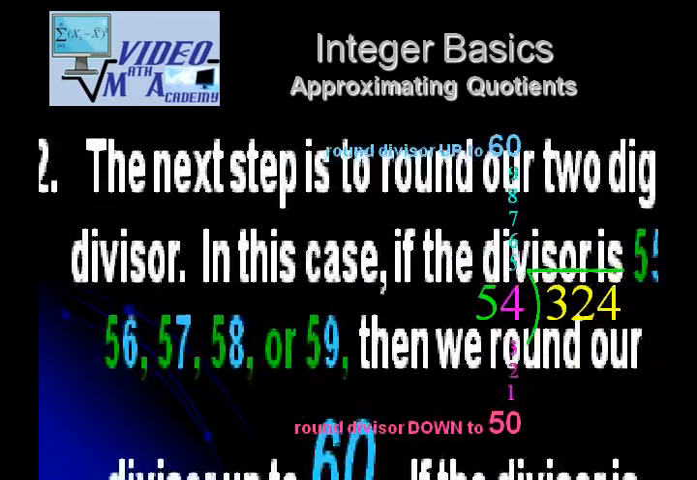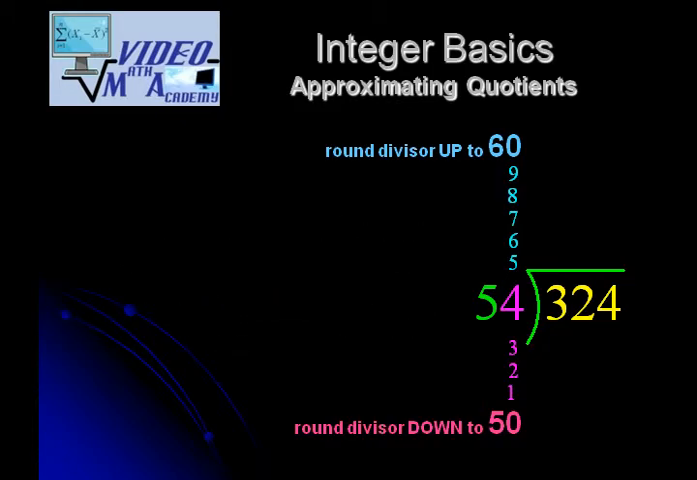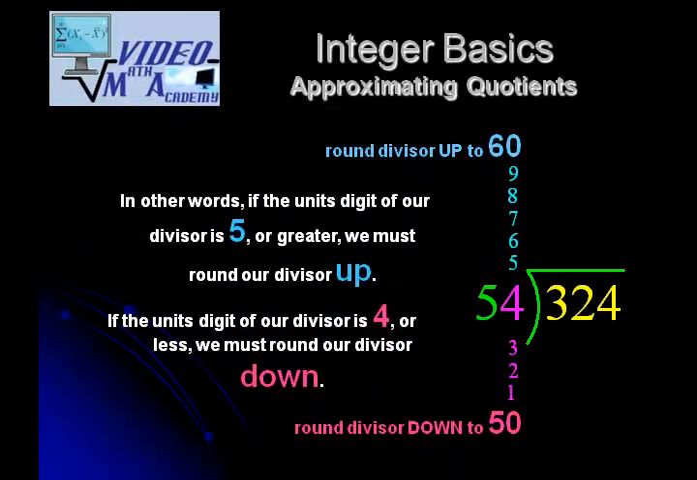The next step is to round our 2-digit divisor. In this case, if the divisor is 55, 56, 57, 58, or 59, then we round our divisor up to 60. If the divisor is 51, 52, 53, or 54, we round our divisor down to 50. In other words, if the units digit of our divisor is 5 or greater, we must round our divisor up. If the units digit of our divisor is 4 or less, we must round our divisor down.